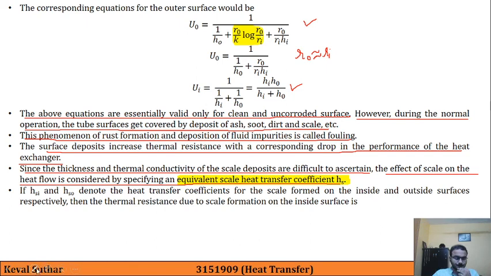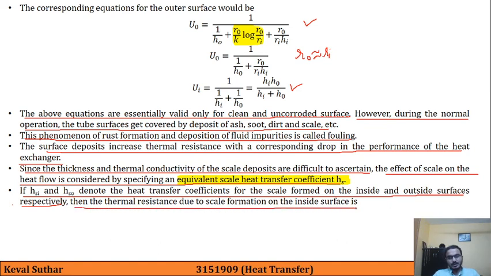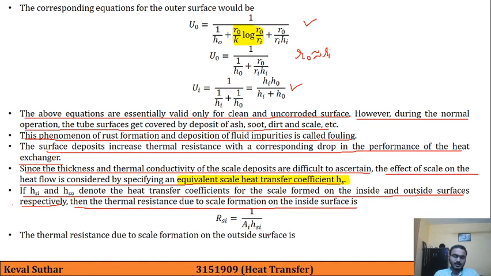So here, let us say that HSI and HSO denote the heat transfer coefficients for the scales formed on the inner and outer surfaces respectively. Deposits will be on both sides, inner and outer. Then the thermal resistance due to scale formation on the inner surface will be RSI equal to 1 divided by AI HSI, and the thermal resistance due to scale formation on the outside surface will be RSO equal to 1 divided by AO HSO. Both are similar kinds of formulas.